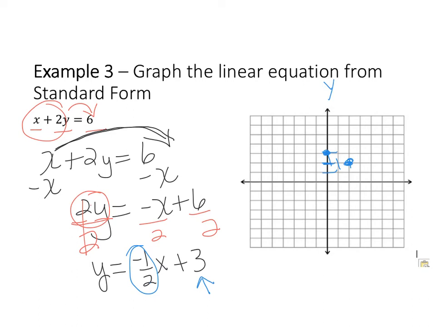And I can use my slope again. I fall down 1 and I run over 2. I fall down 1 and I run over 2. And if I connect the dots, this is the graph of my line. So now you've graphed a linear equation that's in standard form.